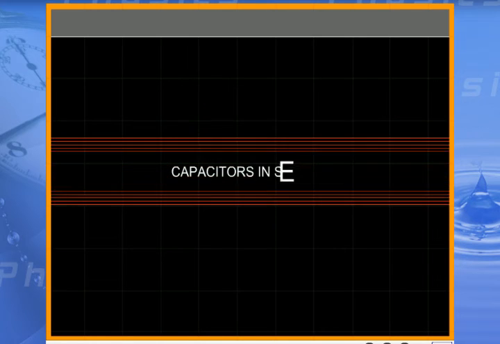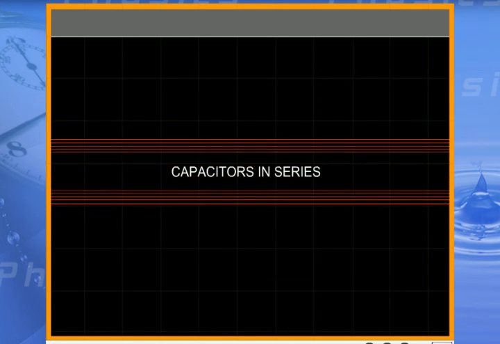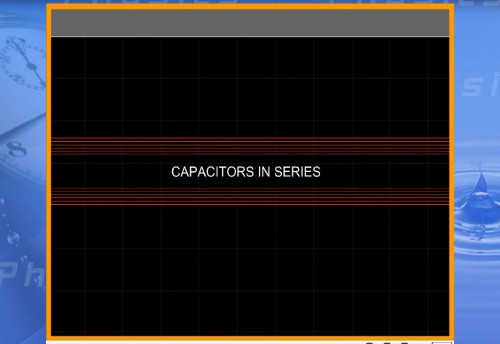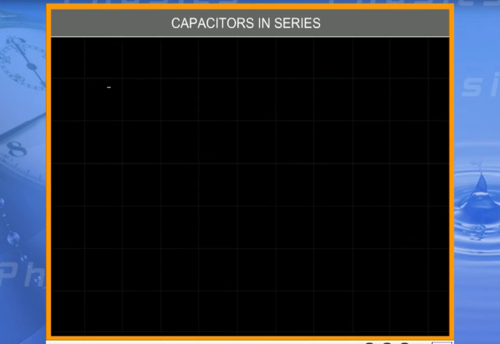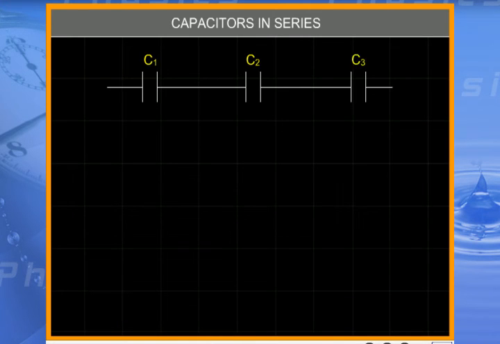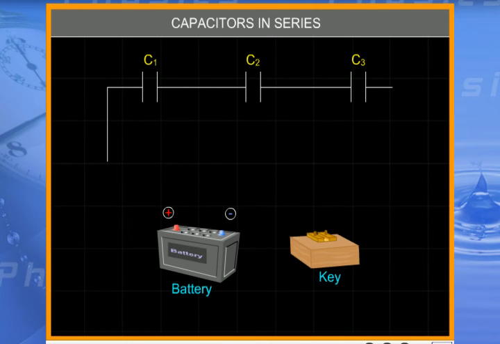Capacitors in series. The following animation explains the effective capacitance of capacitors connected in series. Consider three capacitors of capacitance C1, C2 and C3 connected in series. One end of the capacitor plate is connected to the positive terminal of the battery. The negative terminal of the battery is connected to one end of the key. The other end of the key is connected to the plate C3.